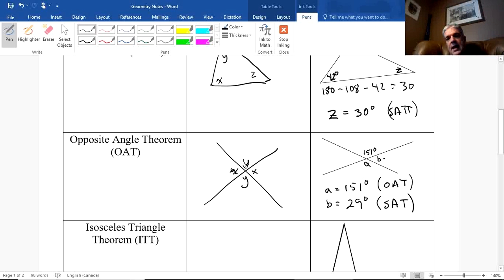From A and B have to be 180, as well as 151 plus B have to be 180. All right, so that's called the opposite angle theorem. And then we can move down and get a couple more of these.